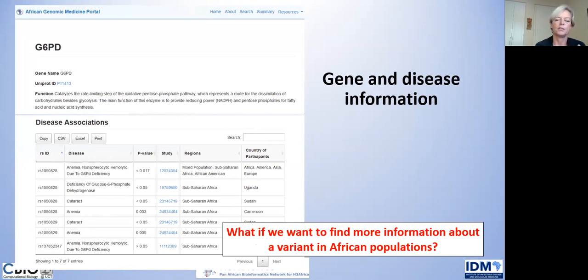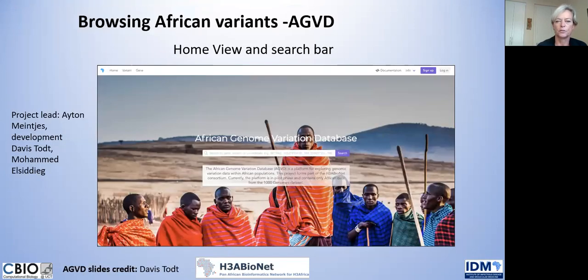The prototype is available, and it will be released later this month, we hope. So we hope people will test it. But what if you want to then find out more information about a variant in African population? So this just provides curated data from public resources. But we get many cases where people are doing a rare disease study, or they're interested in one of these genes or variants, and they want to find out specifically what frequency this is found in African populations.